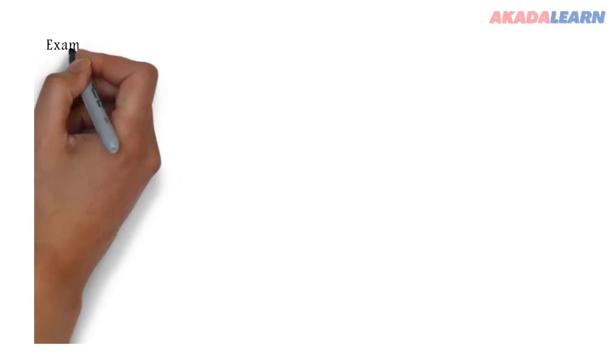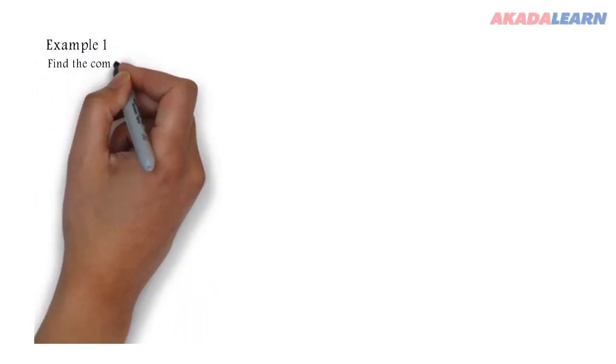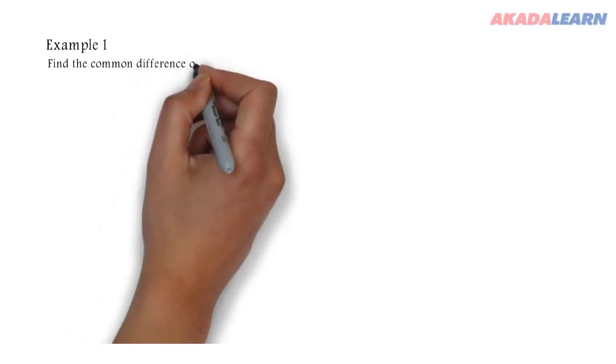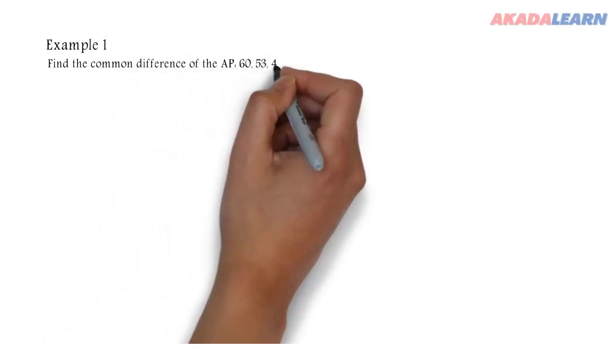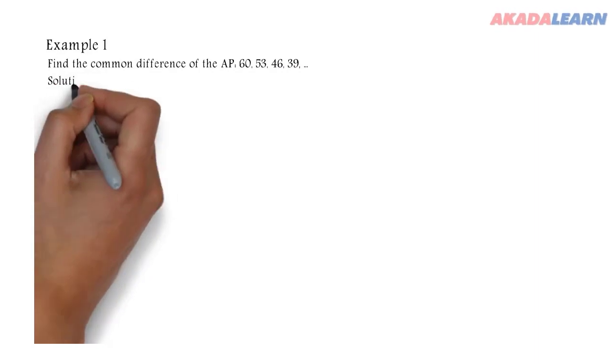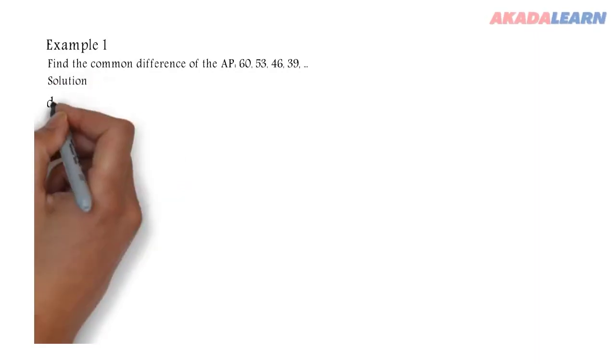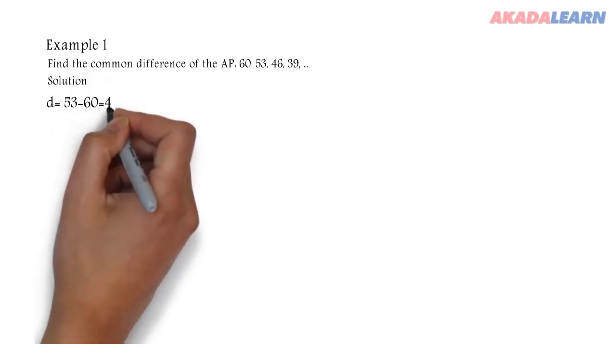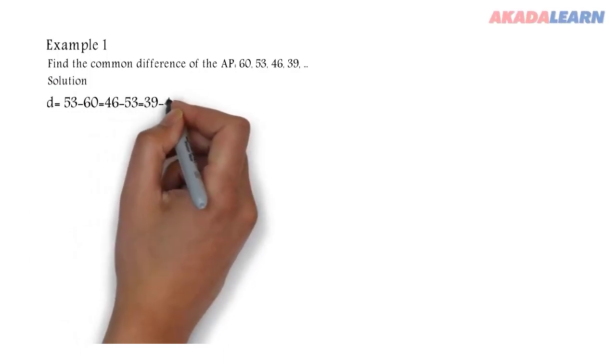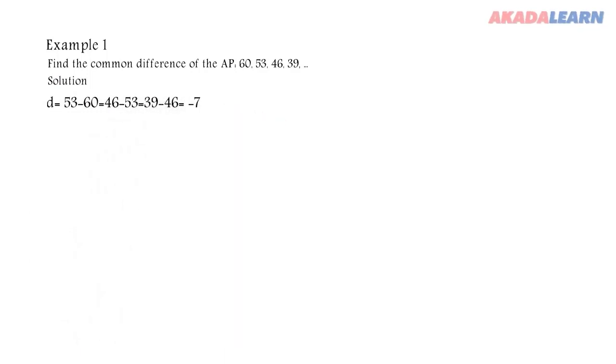Okay, so let's see an example now that will help us apply those formulas. The first one, which is a simple one, we're asked to find the common difference of this AP. To get the common difference, we just subtract 60 from 53, or we say 46 minus 53, or 39 minus 46. And we are going to get a constant number, which is minus 7.